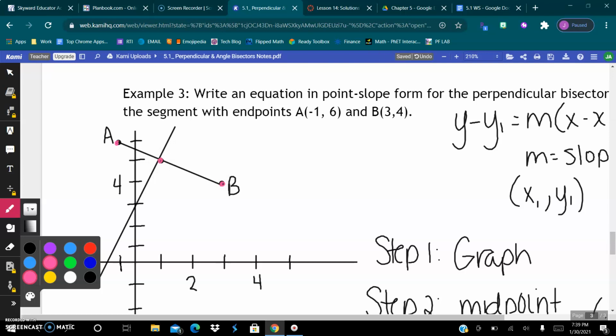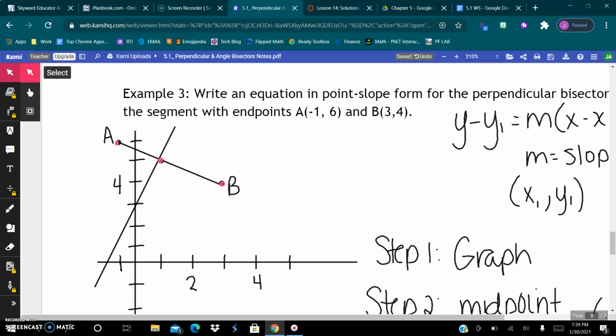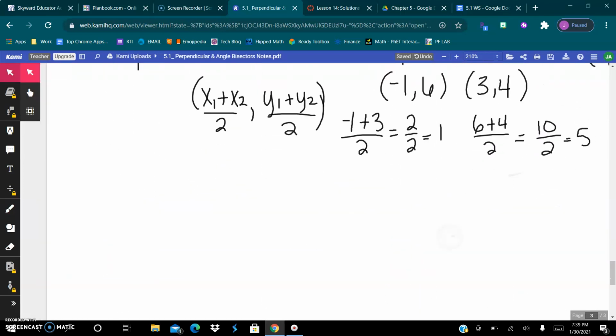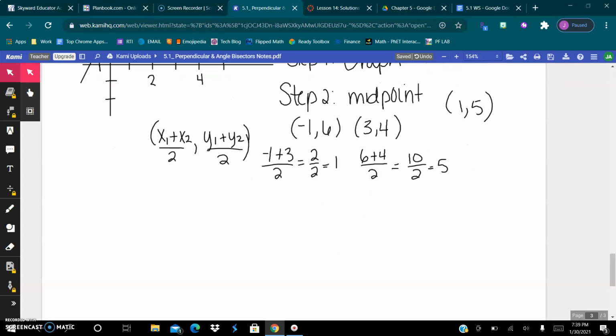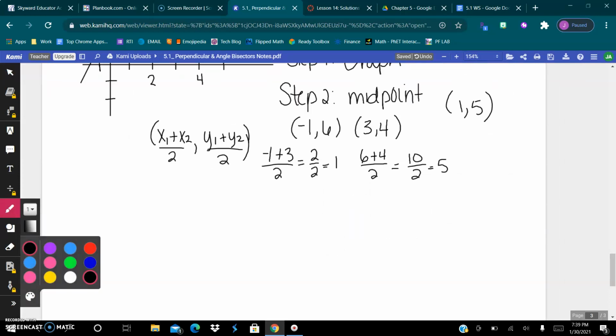So now we're going to have to find the slope of that line so that we can find the slope of that perpendicular line that's drawn there. So again, we're going to use those same ordered pairs. And the slope formula is y2 minus y1 over x2 minus x1. So I'm going to have 4 minus 6 and 3 minus a negative 1. So I'm going to end up with negative 2, and 3 plus 1 would be 4, so that would be negative 1/2.